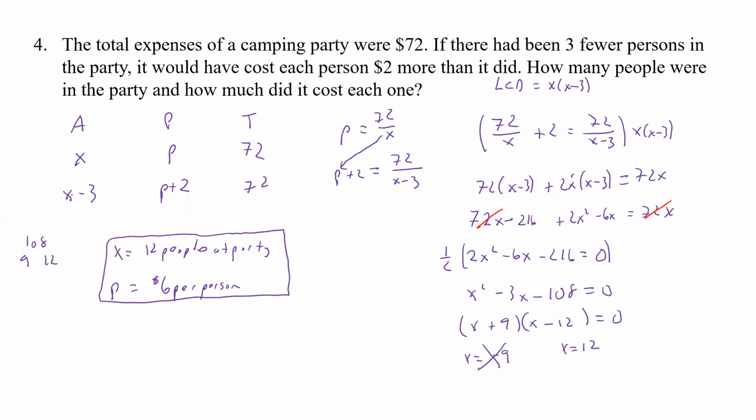Now, if we did the second one, 12 minus 3 is 9, 6 plus 2 is 8, and then we'll still get the 72. But this is what they were looking for.